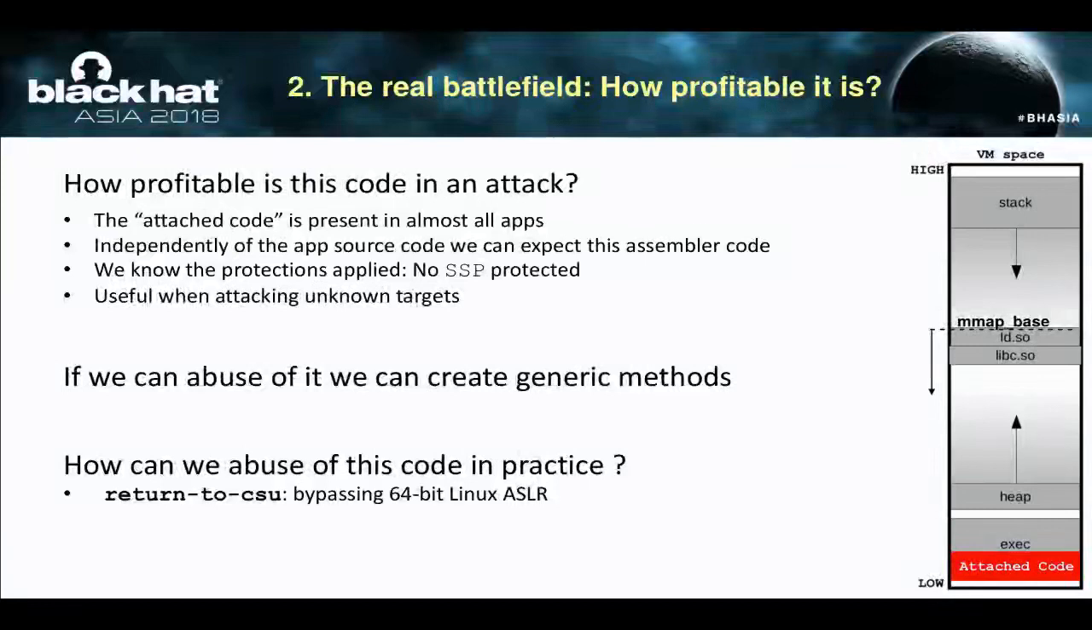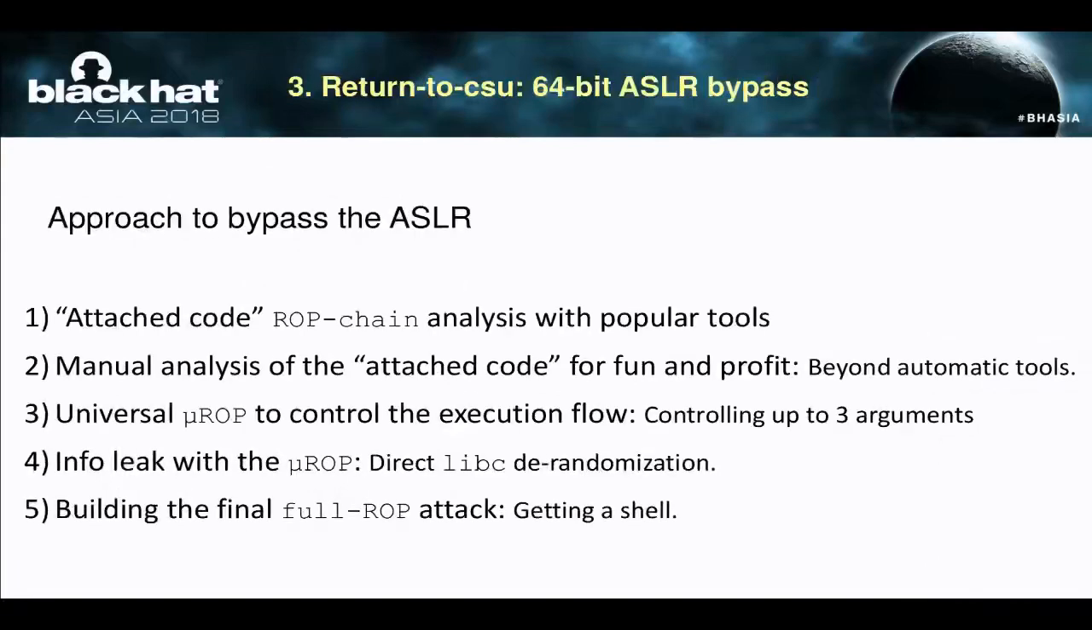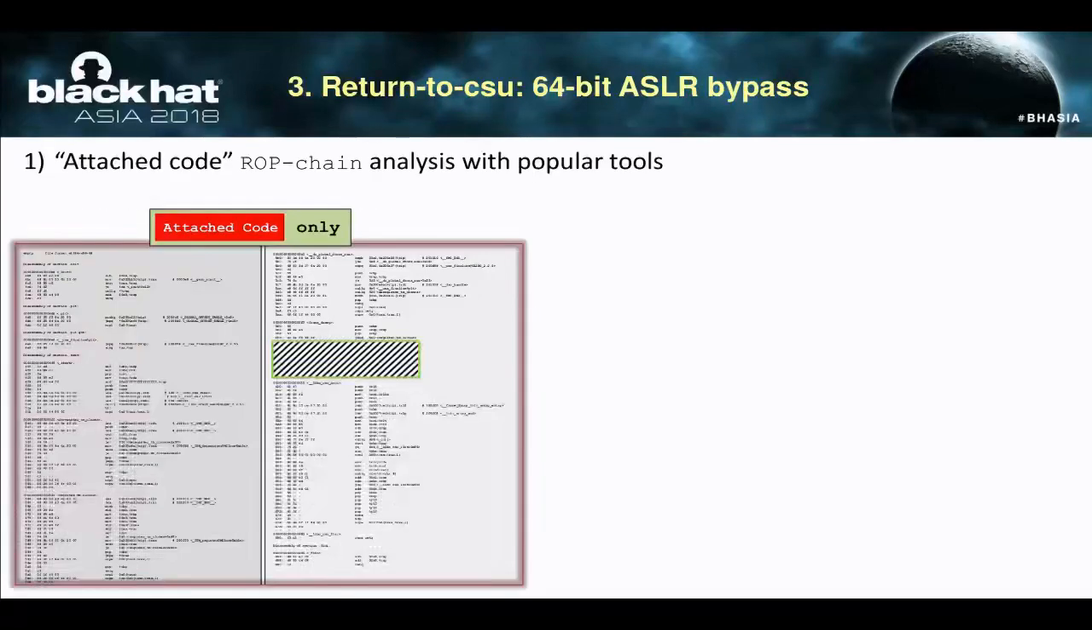So how profitable is this code in a real attack? We have some attached code in the executable, but how can we abuse it? The first thing to consider is that, independently of the application's code, we always have this code there, and it is not protected by a stack smashing protector, for example. So how can we abuse this in a real practical attack? This is what I'm going to explain in a minute: the return-to-csu attack. Let's say these are the steps, the recipe, to bypass ASLR in 64 bits. The first thing we do is use this attached code: let's pass it to automatic tools to see if they can find any ROP gadget, anything that is useful for us.